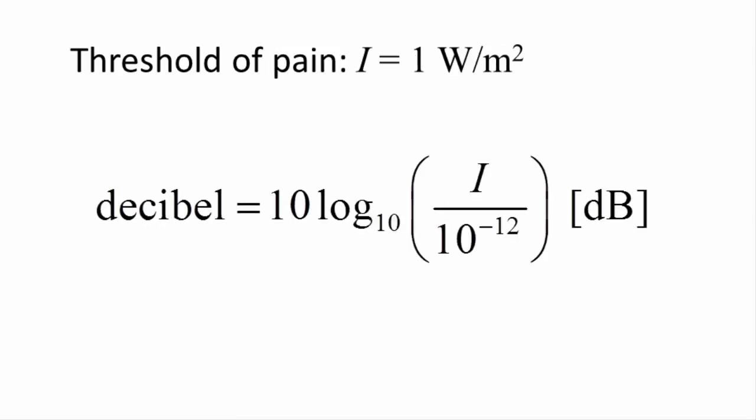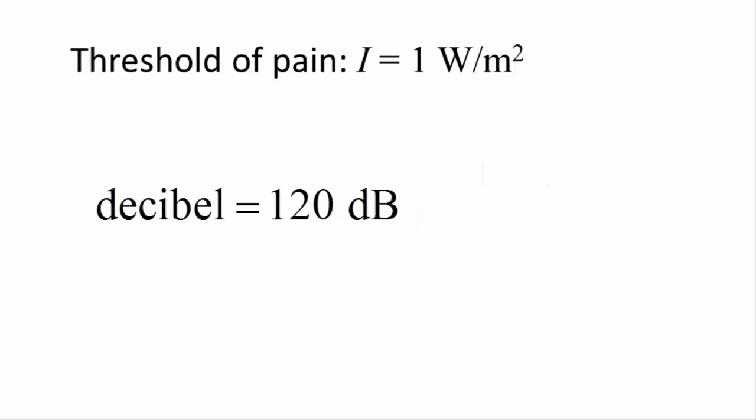What then is the intensity corresponding to the threshold of pain in decibels? When the threshold of pain is taken as a ratio of the threshold of hearing, then the intensity level is 10 times the log of 1 over 10 to the negative 12. This gives a level of 120 dB. So using the dB scale, we've conveniently converted from a range of 10 to the 12, or a trillion, to a range of 120 for sound intensities between the threshold of hearing and the threshold of pain.